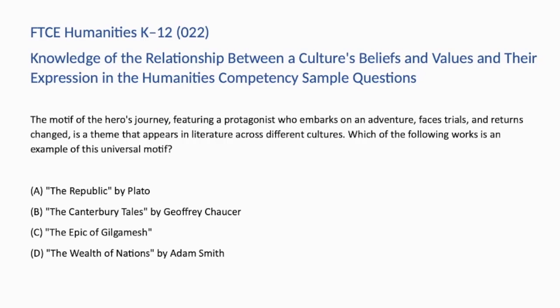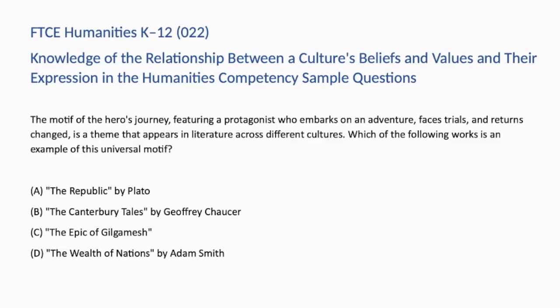The motif of the hero's journey, featuring a protagonist who embarks on an adventure, faces trials, and returns changed, is a theme that appears in literature across different cultures. Which of the following works is an example of this universal motif? A. The Republic by Plato. B. The Canterbury Tales by Geoffrey Chaucer. C. The Epic of Gilgamesh. Or D. The Wealth of Nations by Adam Smith.